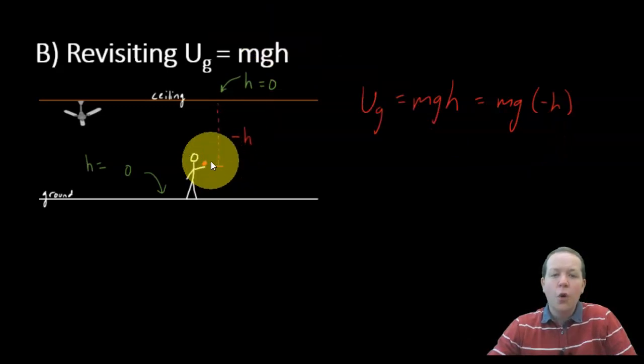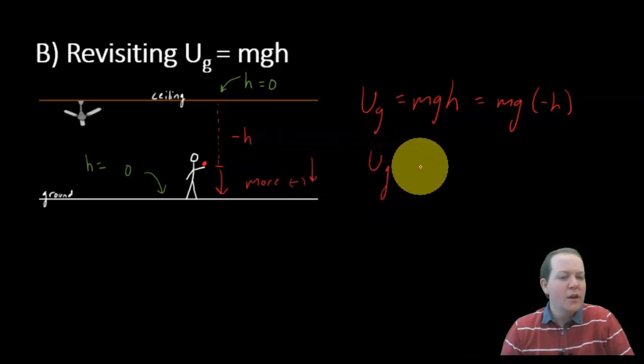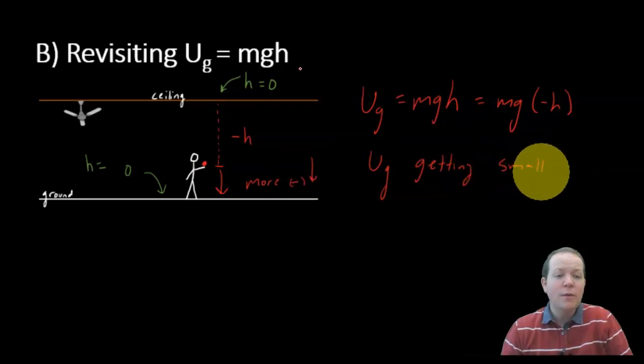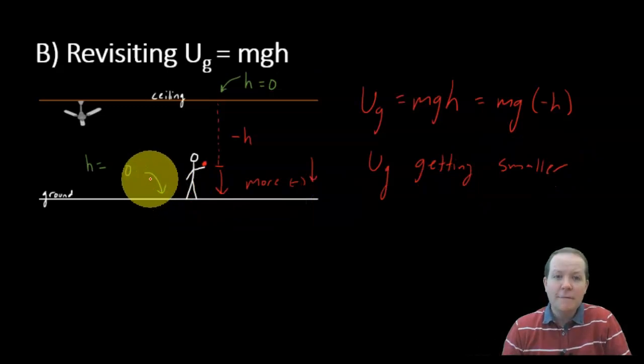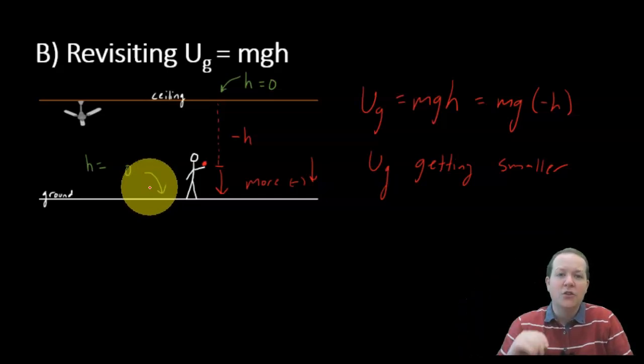Let's think about if I dropped this ball. As it moved downward, down and down and down, I'd be getting more and more negative. This is more negative the further down I go. Remember that number line? If I'm getting more negative, UG, while it's weird, is still getting smaller. And that's good because that's what we had before. When we were using positive values, as objects fell and went down, the gravitational potential got smaller.